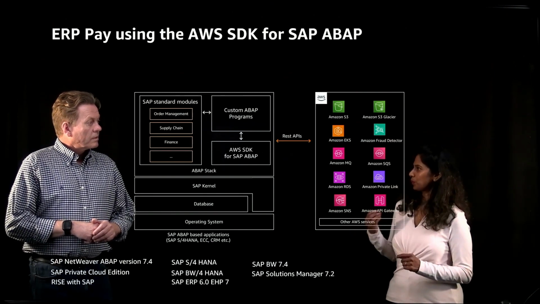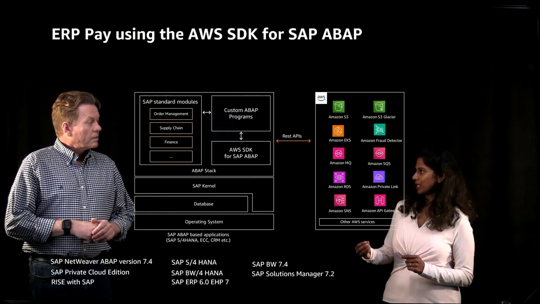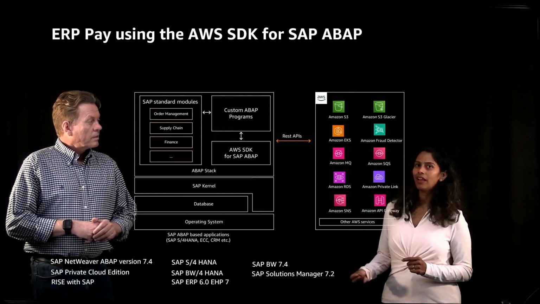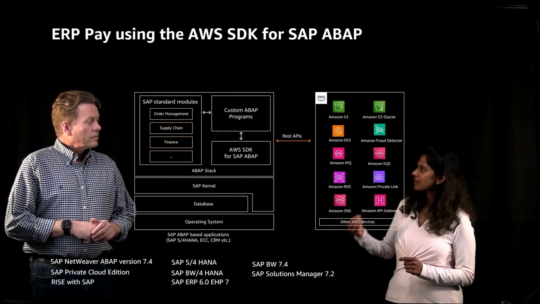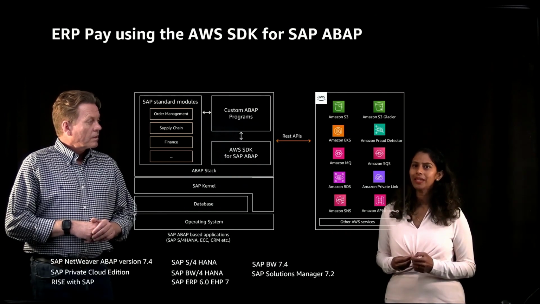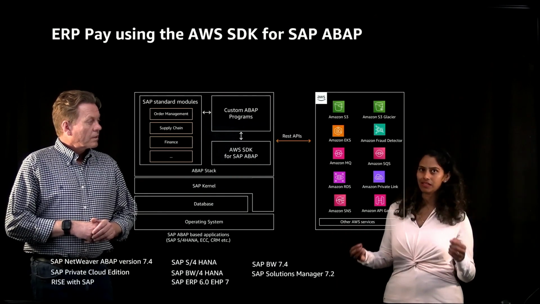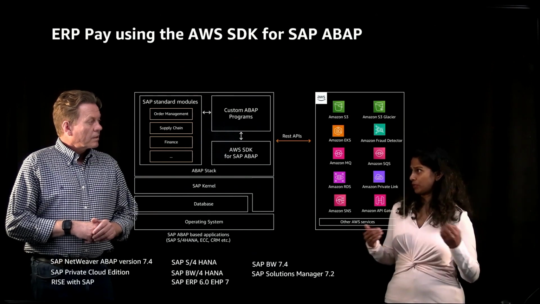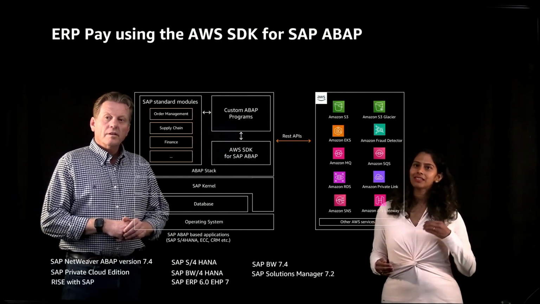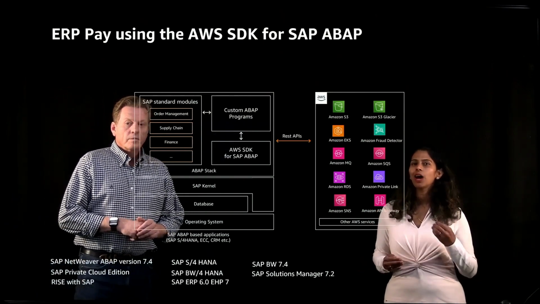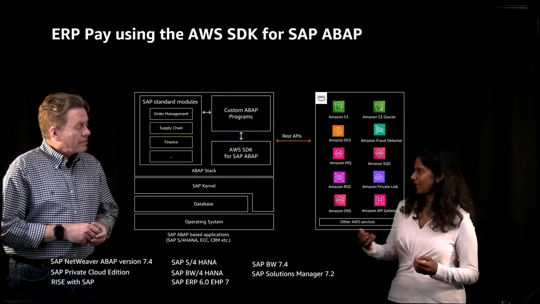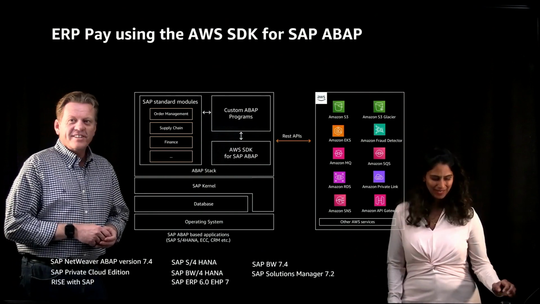It supports both self-managed deployment and RISE with SAP. Specifically with SAP Private Cloud Edition and RISE with SAP, the customers can leverage the ERP Pay service and the AWS SDK by utilizing the SAP Private Link service on SAP's Business Technology Platform using Cloud Foundry. With that said, let's deep dive and discuss how AWS SDK for SAP ABAP is utilized with EPI-USE's ERP Pay solution. Thank you, Archana.